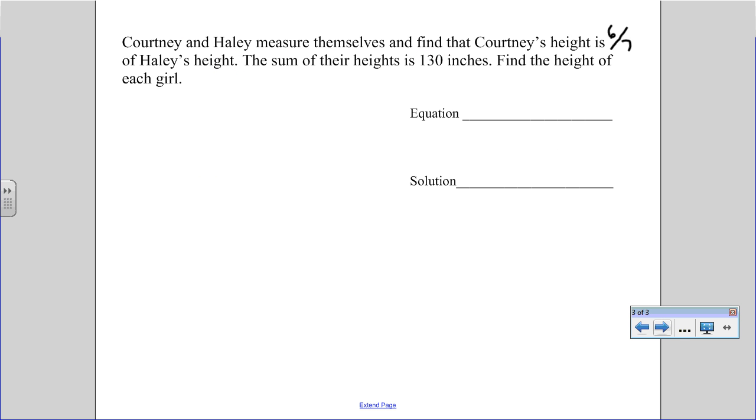All right, one last example. Courtney and Haley measure themselves and find that Courtney's height is 6/7 of Haley's height. Now remember, guys, we talked about this. It is 6/7 times Haley's height. That's what we know about Courtney. The sum of their heights is 130 inches. So we know when we add the two girls together, we get a total of 130 inches. So Courtney, we said right away, was 6/7 H. Haley, they don't give us a value, so has to stay H. So our equation here is 6/7 of Haley plus Haley equals 130 inches.